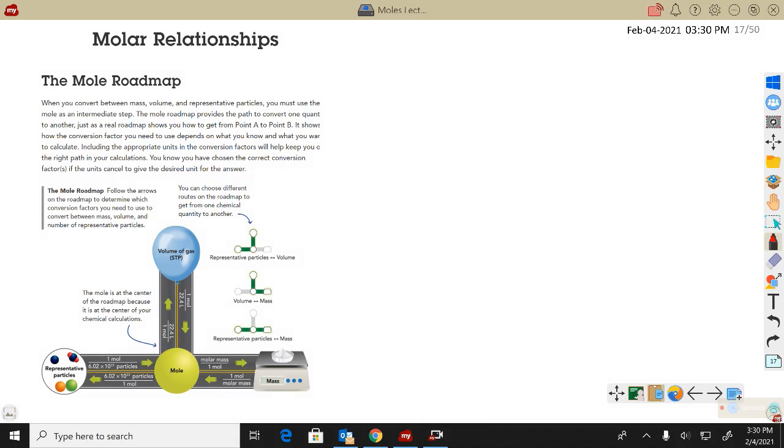Let's do some mole conversions. So here they're showing us this mole roadmap. And it basically shows us that the mole is this unit. And we can use that unit to convert between moles and numbers of particles. That could be atoms or molecules.